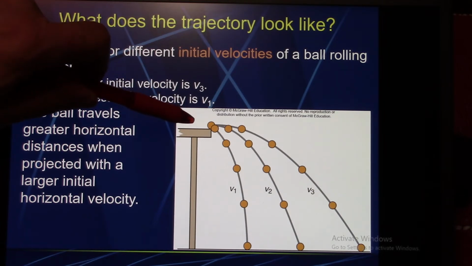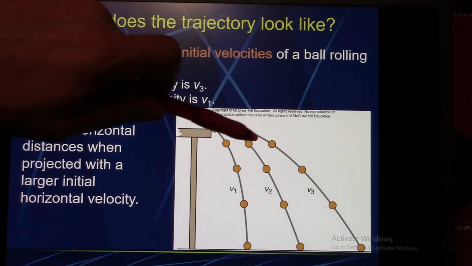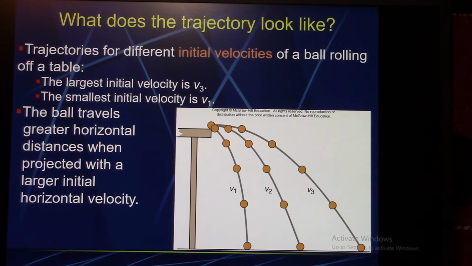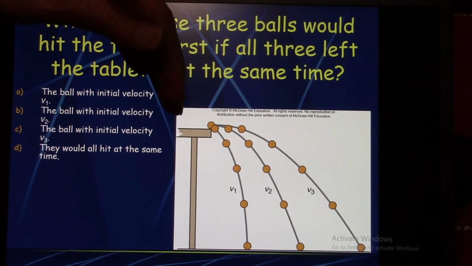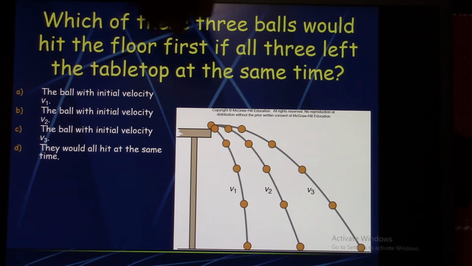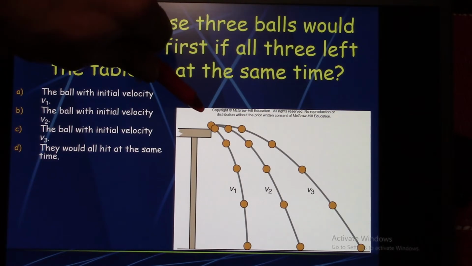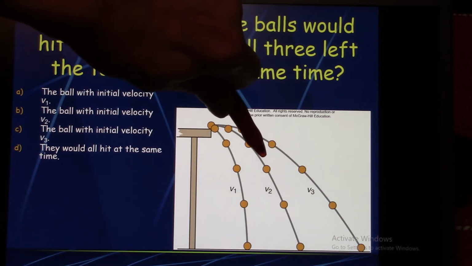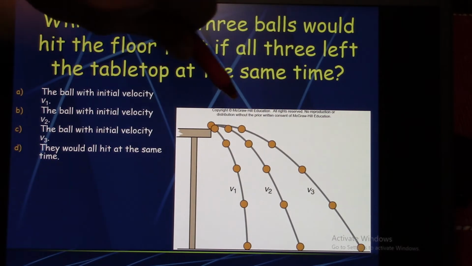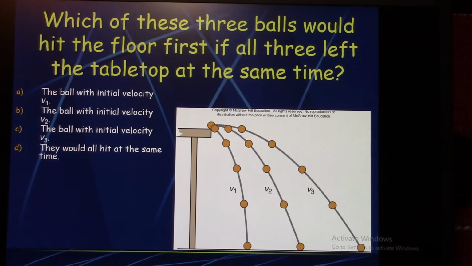Yeah, so here they're just showing trajectories, right? If there was a ball and the initial velocity was to change. This is an interesting problem now. Which of these three balls would hit the floor first if all three left the table at the same time? So you have three balls and you push them at the same time, but say three different people pushed them, and this person just gave it a smaller velocity, this person gave it a medium velocity, this person gave it a greater velocity. Which ball is going to hit the ground at the same time, right? Well, we kind of went over this.